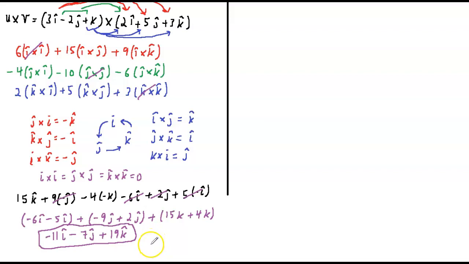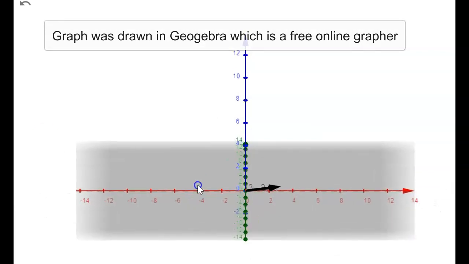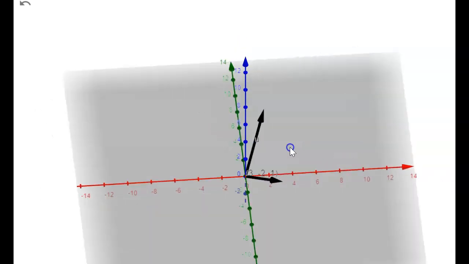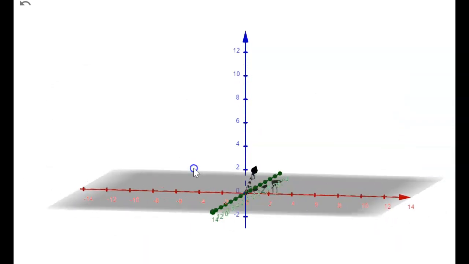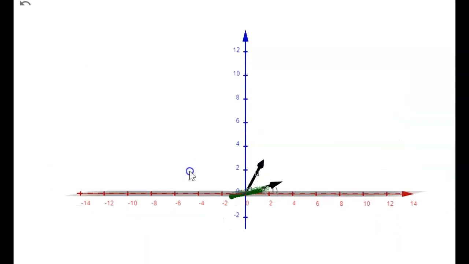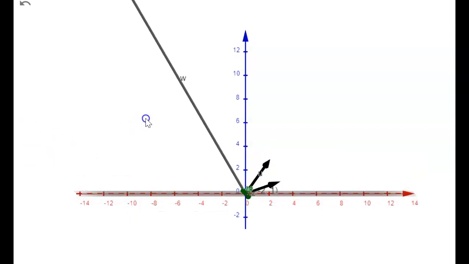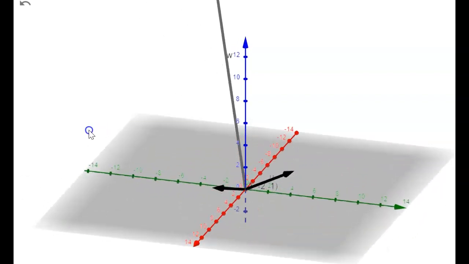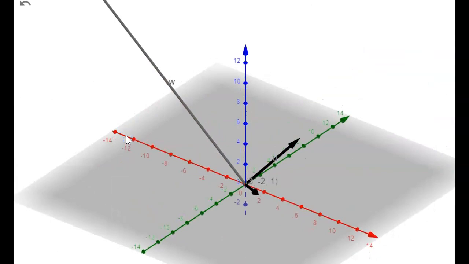Now let's take a look at what this actually means. What does this look like? So, using GeoGebra, I could plot u and v. And so you can see the labels are there. They're kind of rough. There's u that's tilted a little more up, and v on the bottom. And this is w, which is what I'm calling the cross product between u and v. And we see that it's perpendicular to both u and v. And that's, in essence, what the cross product gives you.